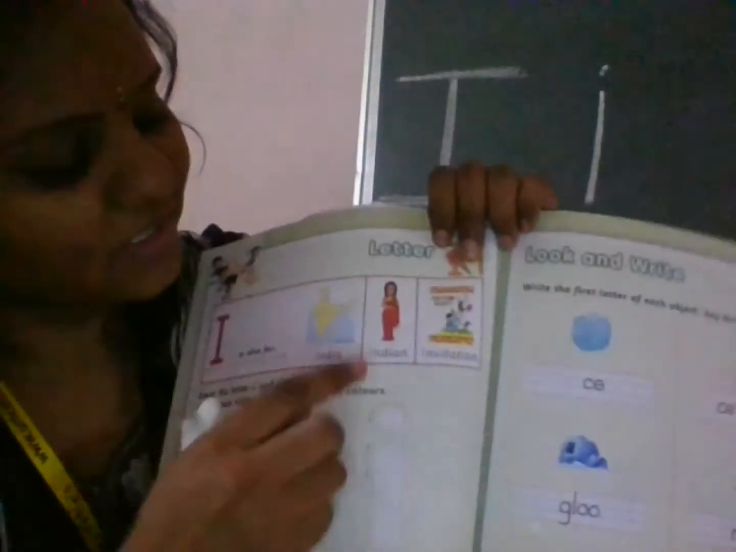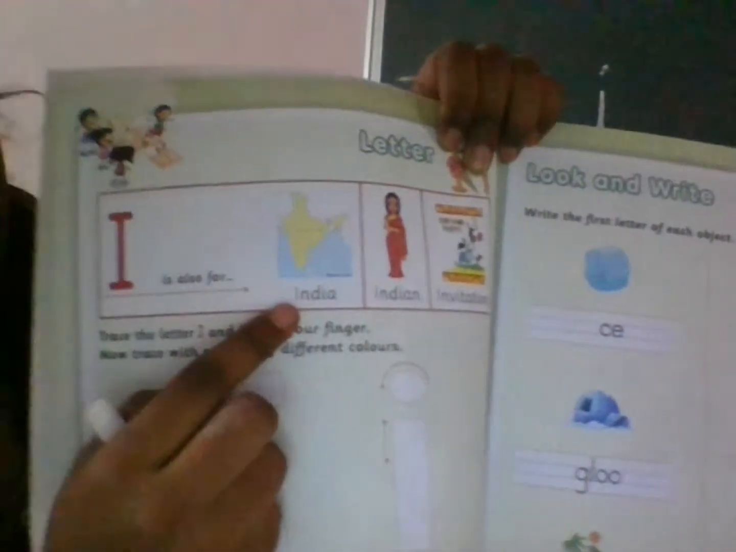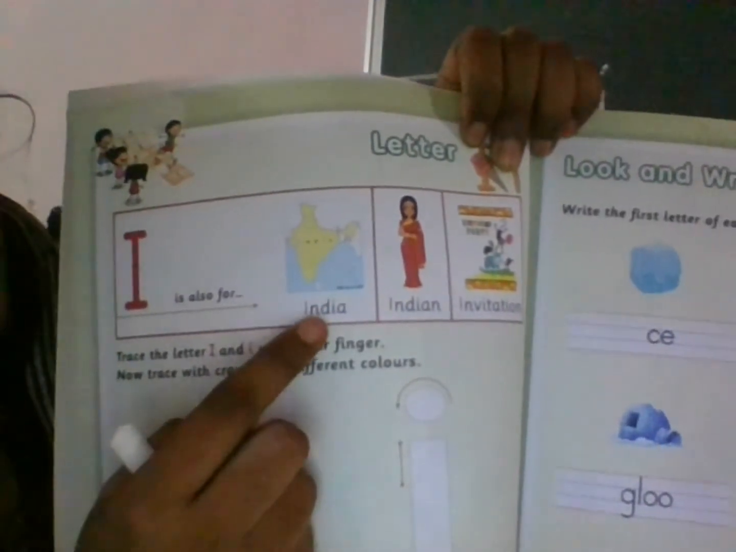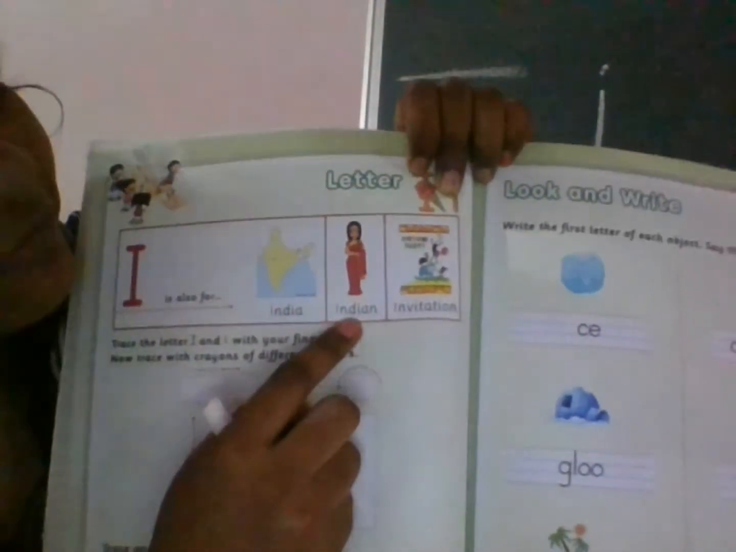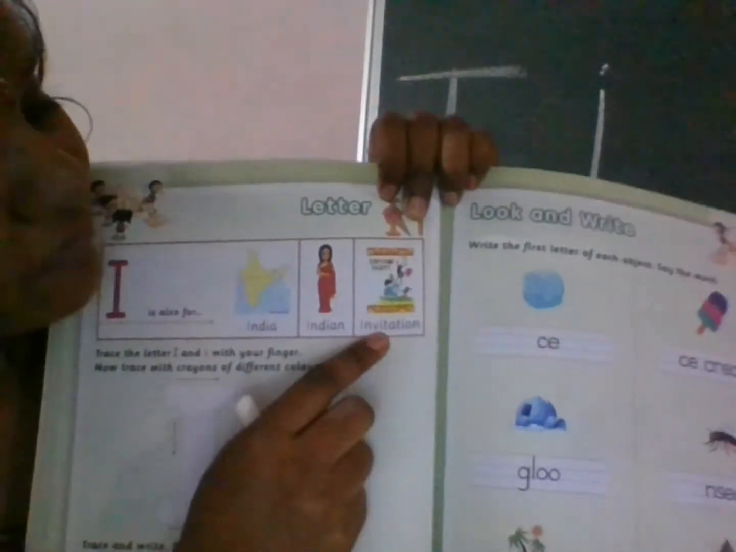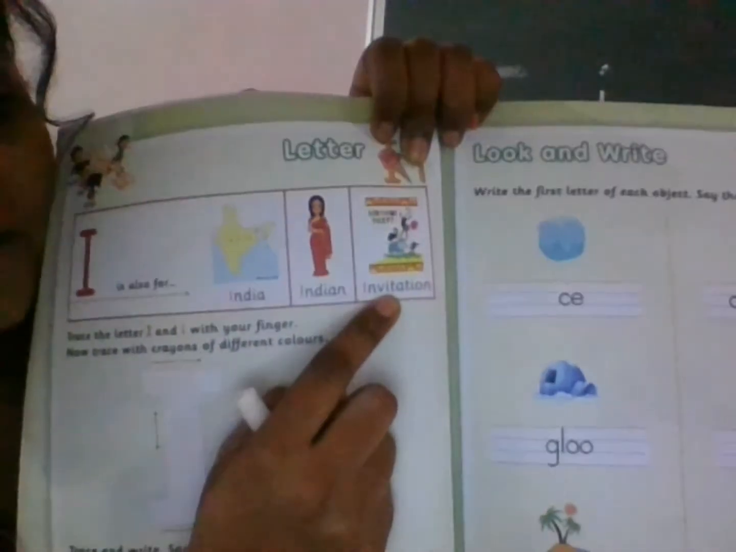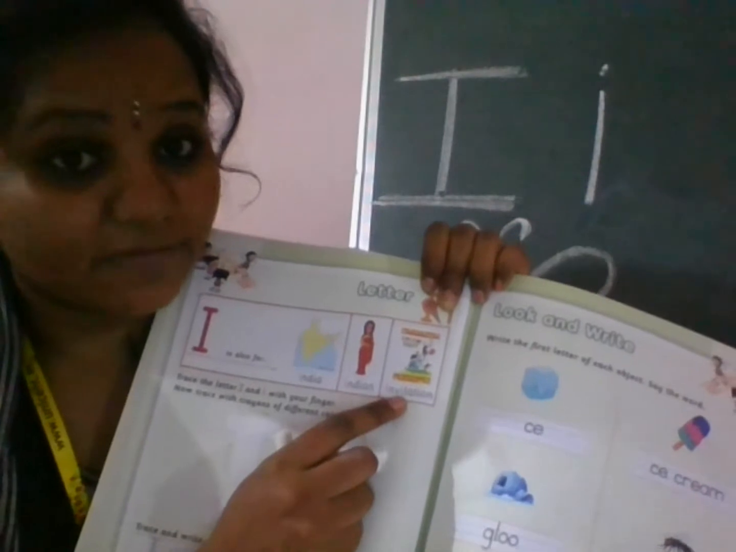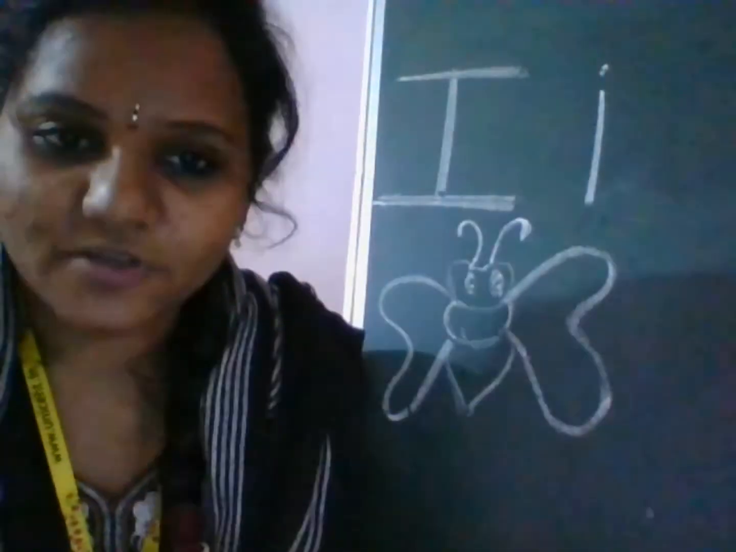Now, I for India. Can you see this India map? I for India, I for Indian, I for invitation. If someone celebrates a birthday, they will give you an invitation card. That is invitation. Once again, we will repeat.